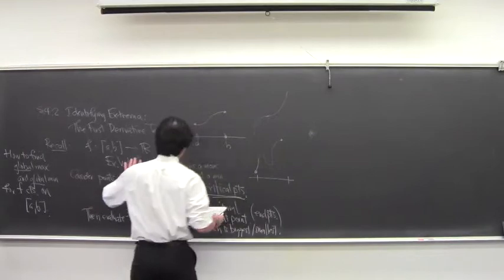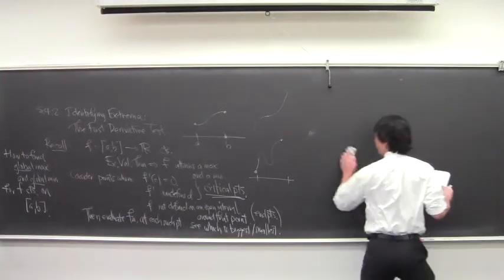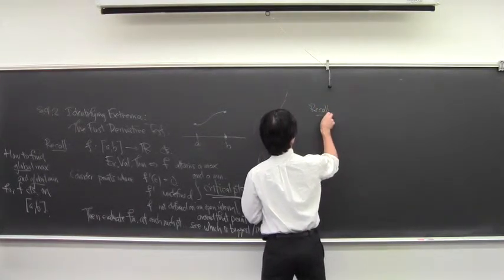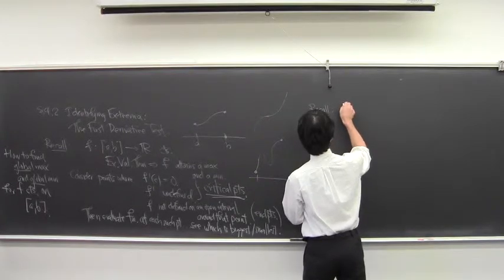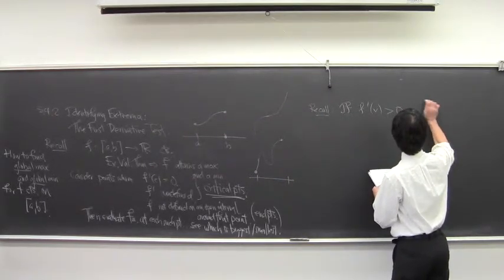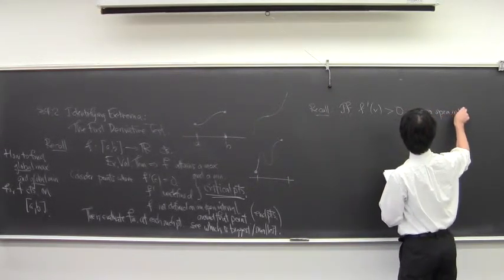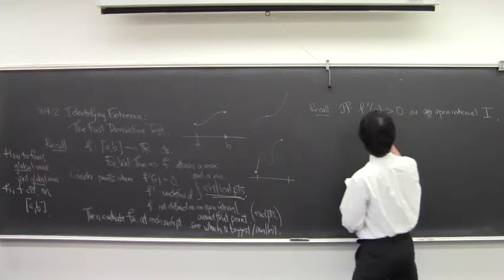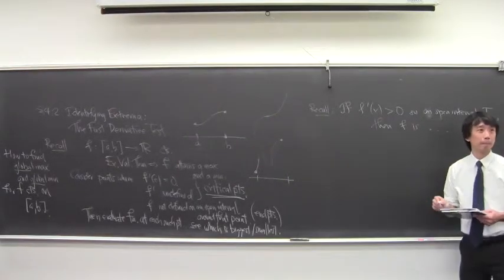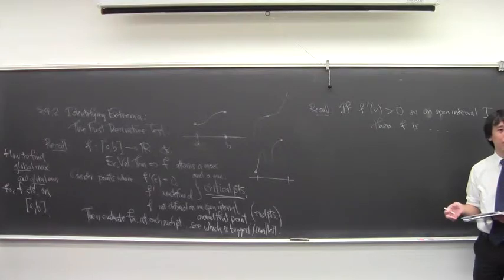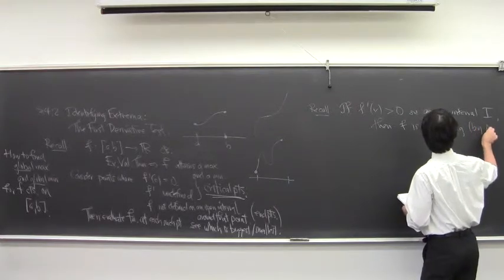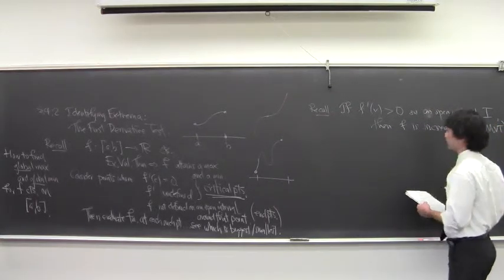Okay, so our method at this point is pretty crude, but we can use the observation that we made last time. So recall last time we said if f prime is positive on an open interval I, then what do you know about f? If f prime is positive, then f is increasing, right? By the mean value theorem.